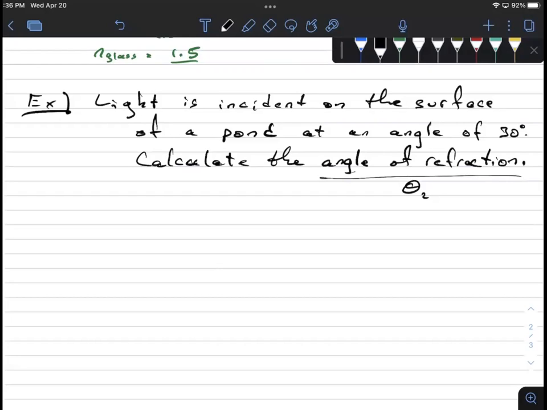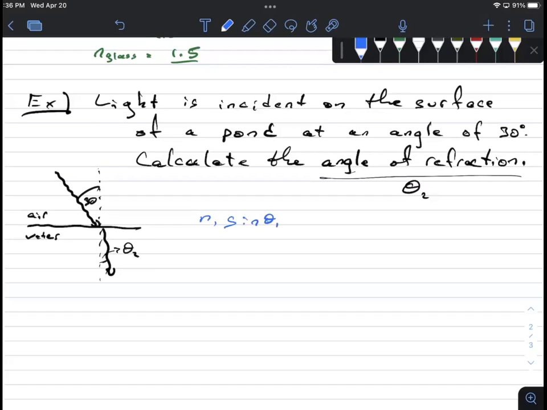So if I were to draw it, here's the drawing. Here's the water. Here's the air. Light's coming in. Here's the normal line. This first angle is 30 degrees. That's the angle it's coming in with. And it'll bend somewhat. And I want to know, what is this theta 2? That's the picture for this question. That's what you should visualize when you read this question. How do we solve it? This is Snell's law. N1 sine theta 1 is N2 sine theta 2.